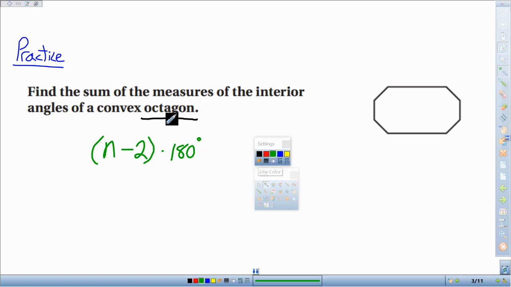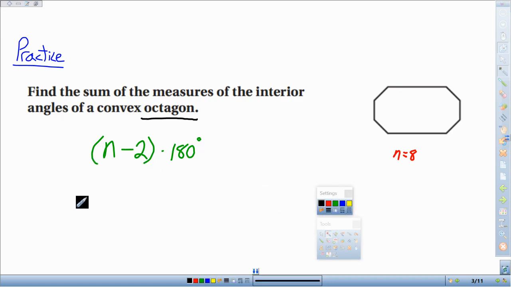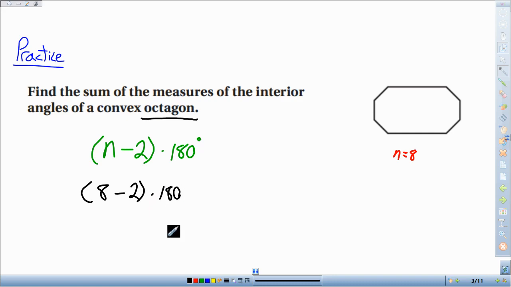So octagon, again, whether we had a picture or not, we can count them up. This thing has 8 sides. So n equals 8. Over here, there's our work. I get 8 minus 2 times 180. 8 minus 2 is 6, and 6 times 180 gives me 1080 degrees. So 1080. That's what that formula is for.